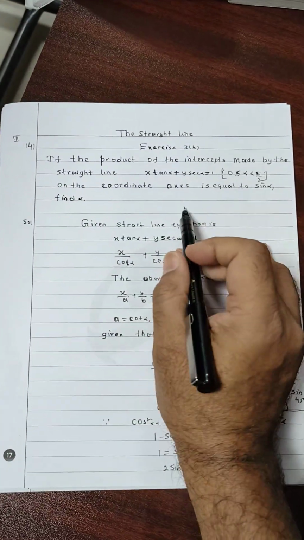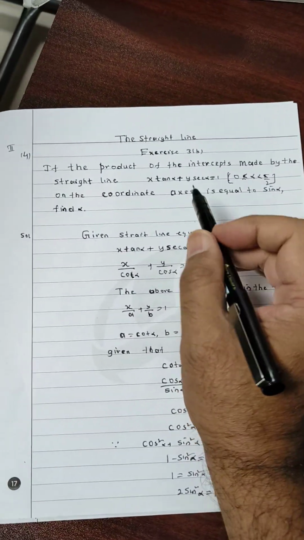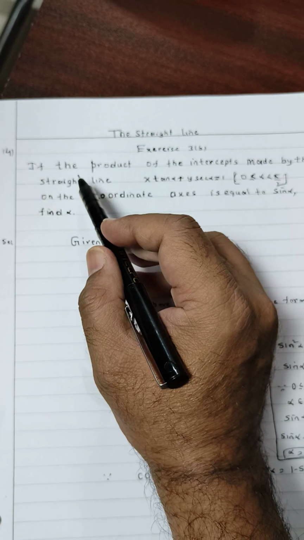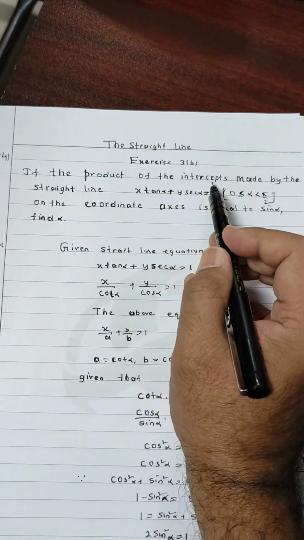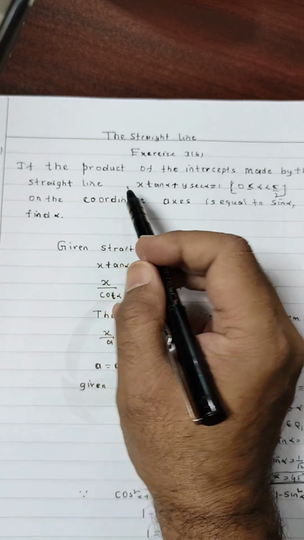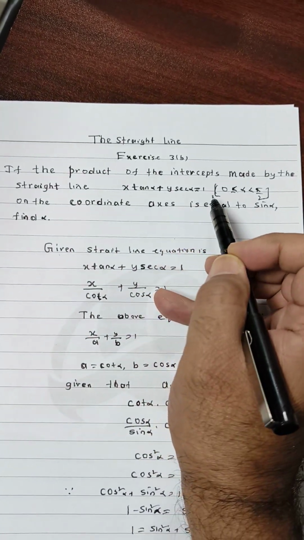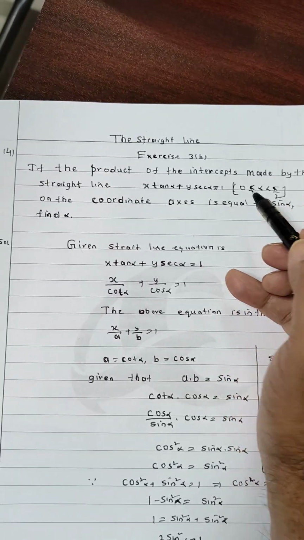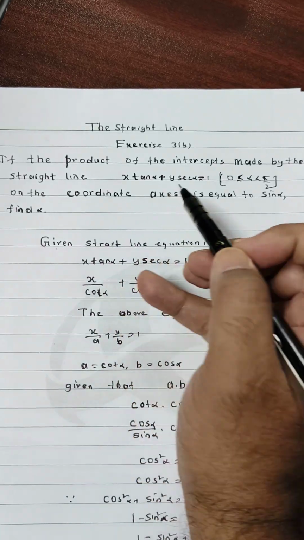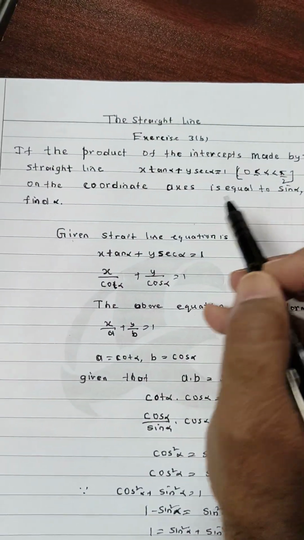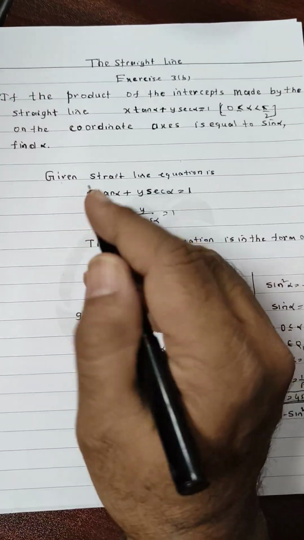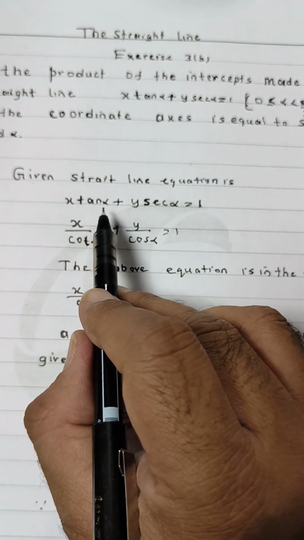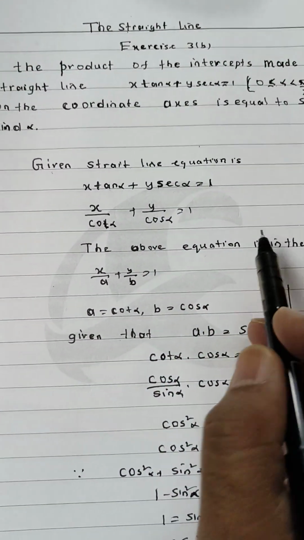Hello everyone. We are going to discuss the straight line chapter, exercise 3b, Roman number 2, problem number 4. Given that the product of the intercepts made by the straight line x tan alpha plus y secant alpha is equal to 1, where 0 is less than or equal to alpha less than pi by 2, on the coordinate axes is equal to sine alpha, find alpha. Now, the given straight line equation is x tan alpha plus y secant alpha is equal to 1.